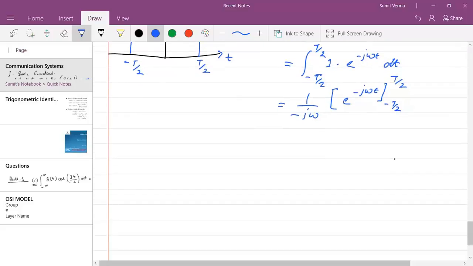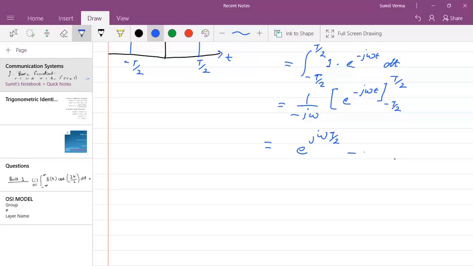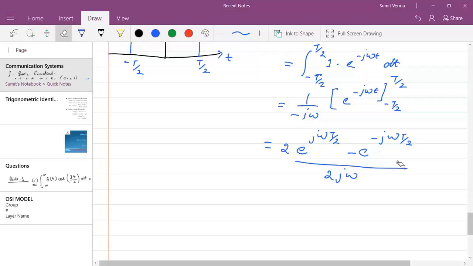So this becomes, take this minus sign inside and put the limits here. So it becomes e to the power j omega t by 2 minus e to the power minus j omega t by 2, over j omega. Now let's just use a multiplication factor of 2 here. I will just multiply and divide by 2, and this omega I'll take outside.